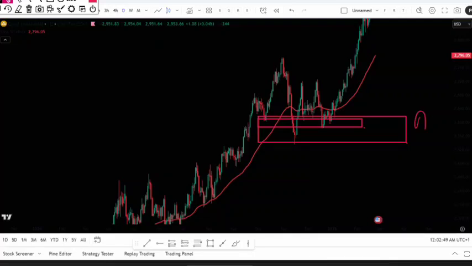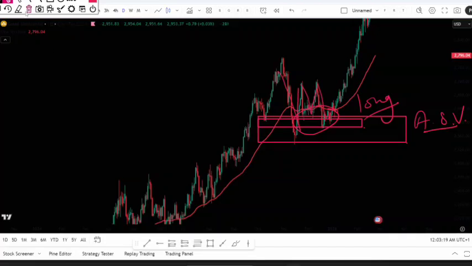This is the area of value. Okay. And when the market comes here, it bounces. You see here, it bounces. Again it comes here, it bounces. Again it comes, it bounces, but it goes straight to the upside. That means this is the area where you have to think for the long trade.